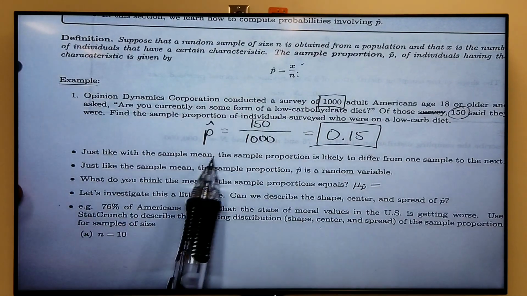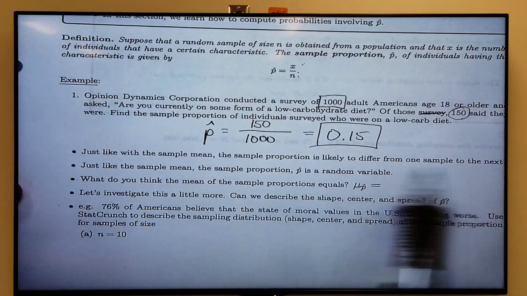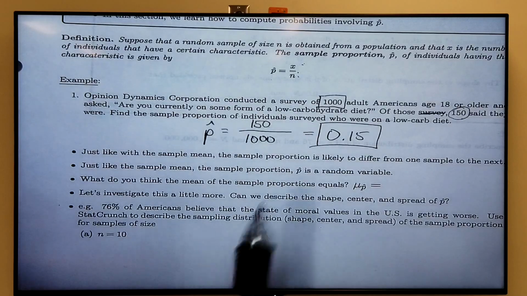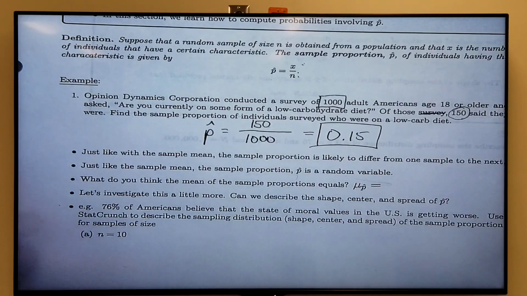Now, just like with the sample mean, the sample proportion is likely to differ from one sample to the next. And consequently, we can think of p hat as a random variable. Using this same example, if you took a different sample of 1,000 people, maybe only 149 of them would have been on a low-carb diet, and so p hat would have been 0.149. Or you took another sample of 1,000 people, and maybe 173 of them were on a low-carb diet, so the sample proportion of that sample would be 0.173.